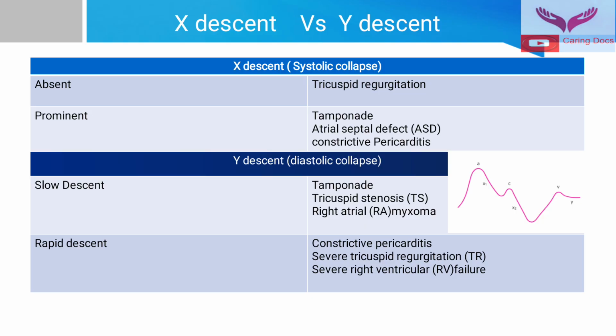X descent versus Y descent. The X descent is because of systolic collapse. It is absent in tricuspid regurgitation, and it is very prominent in tamponade, atrial septal defect, and constrictive pericarditis. The Y descent is the diastolic collapse. The slow descent is seen in tamponade, tricuspid stenosis, and right atrial myxoma. A rapid descent is seen because of constrictive pericarditis, severe tricuspid regurgitation, and severe right ventricular failure.